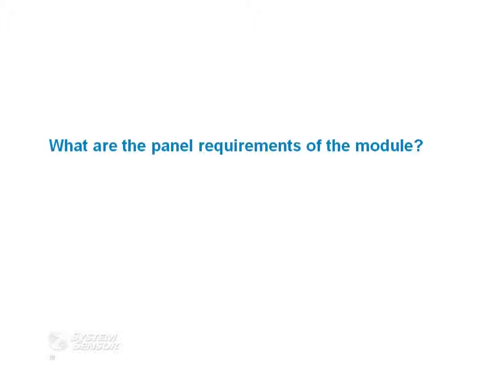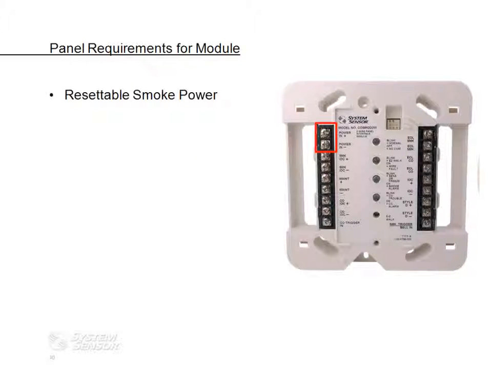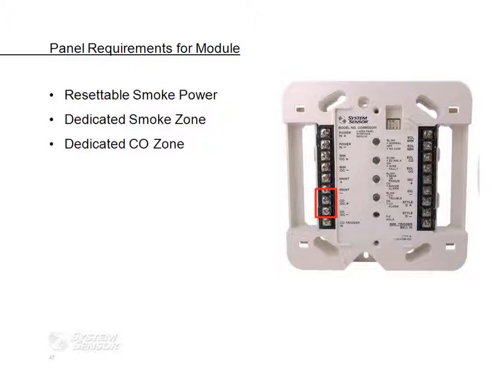So what are the panel requirements for the module? Well, the module actually requires 3 things from the panel. It requires resettable smoke power, just like a 4-wire detector. We've shown the boxes on the right in terms of where the module would connect to that resettable smoke power from the panel. It also requires a dedicated smoke zone. Here we're showing the terminals on the module that would connect to the smoke zone. And lastly, by code, it requires a dedicated CO zone at the panel. We're again highlighting the terminals that will connect to the CO zone on the panel. Those are the three things that are needed by the panel.